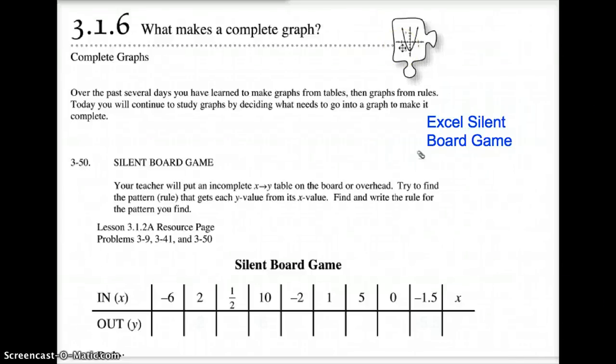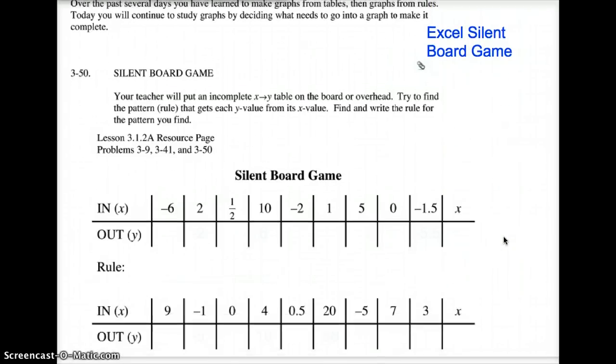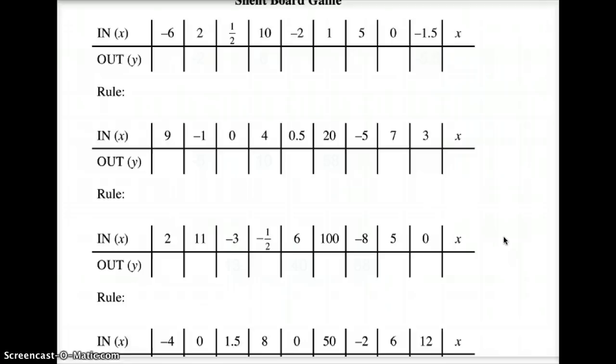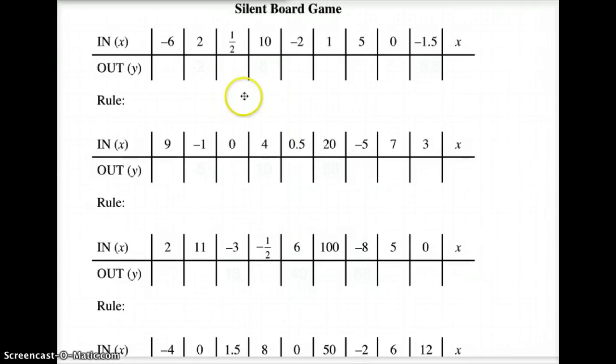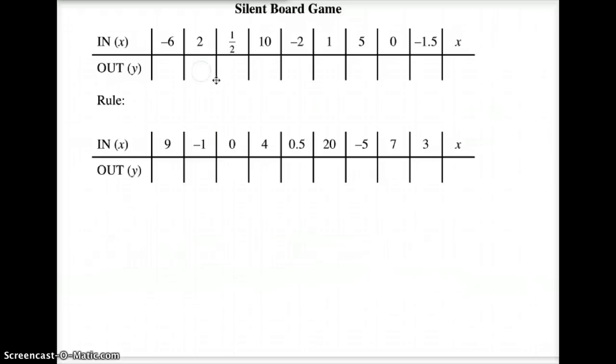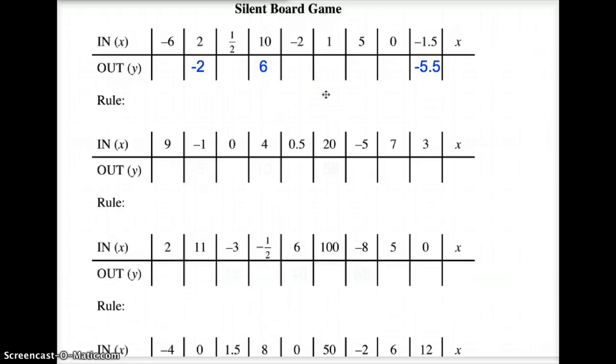All right, today lesson 3.1.6. What makes a complete graph? Let's first start out with what they call the silent board game. Basically, we're going to give you a little information and you need to figure out the rule. There it is. All right, there are your three clues. Your goal is to figure out the rule. Please pause the video until you either get stuck or you have the rule.